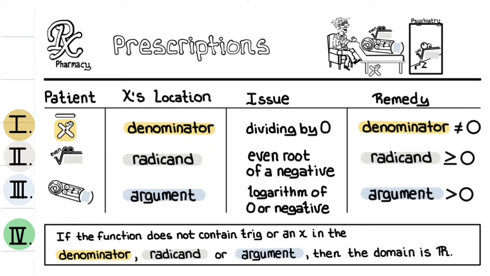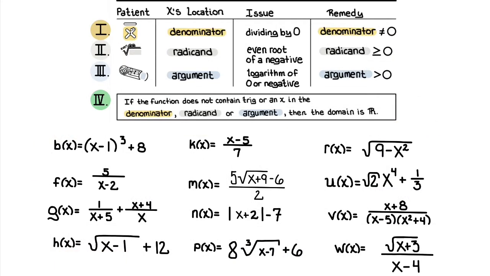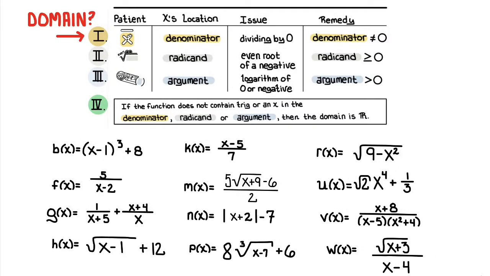We are going to take a look at several equations and determine the domain of each. But before we did that, I decided to put a Roman numeral next to each one of the cases to make it easier to refer to each. I have written down 12 functions and we're going to find the domain of each. Let's begin by just identifying what domain issue each function has.